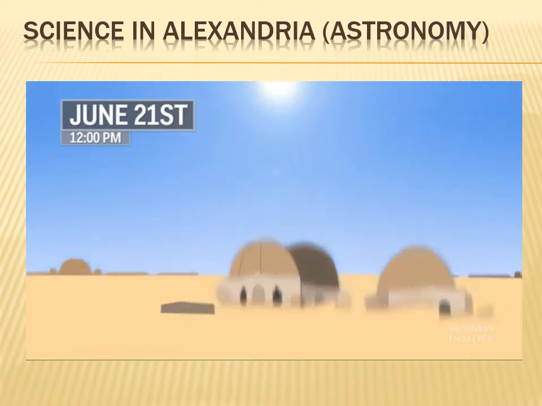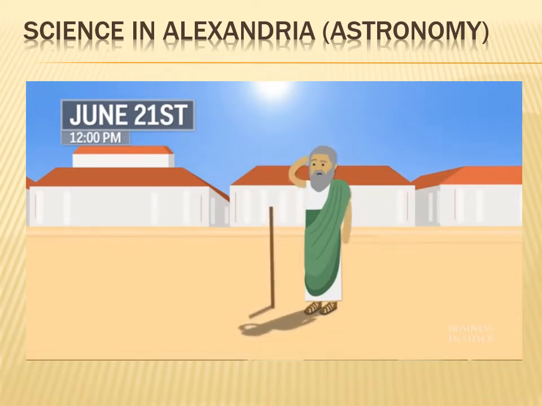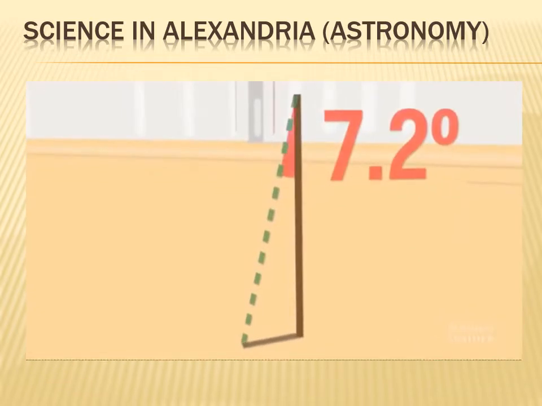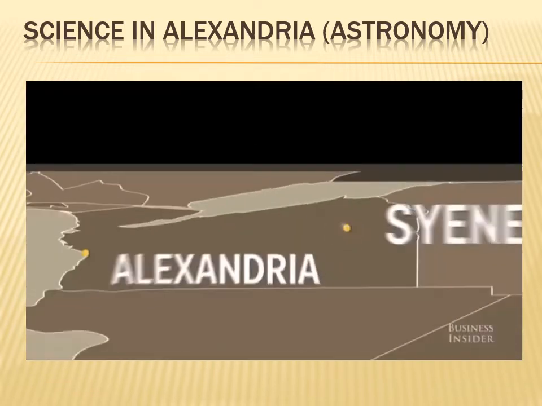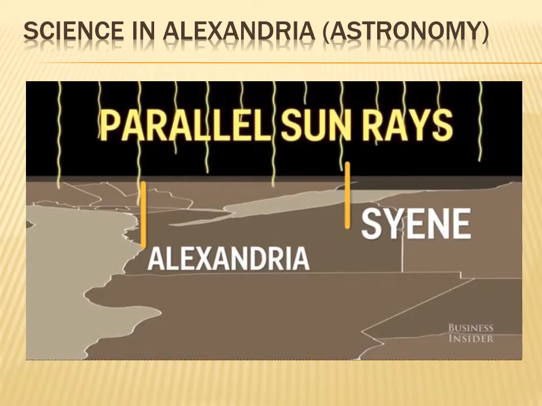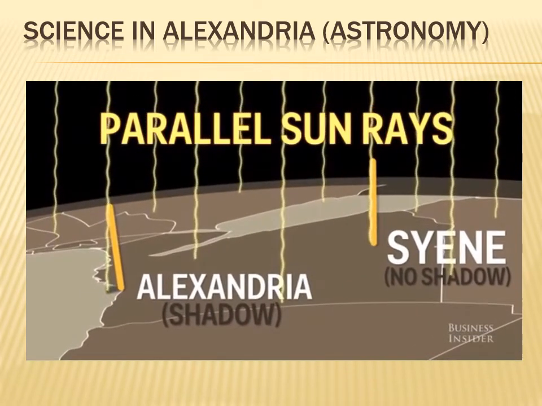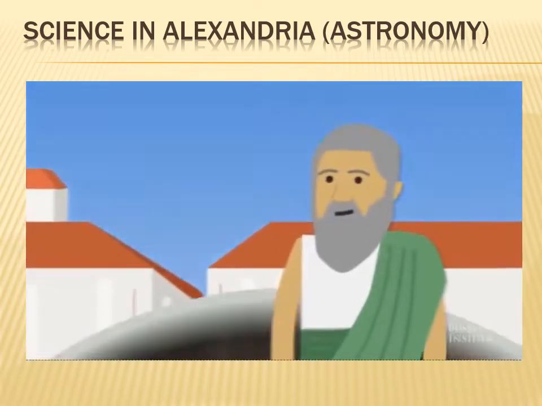He wondered if this were also true in Alexandria, so on June 21st he planted a stick vertically in the ground and waited to see if a shadow would be cast at noon. It turns out there was one, and it measured about 7 degrees. Now, if the sun's rays are coming in at the same angle at the same time of day, and a stick in Alexandria is casting a shadow while a stick in Syene is not, it must mean that the Earth's surface is curved. And Eratosthenes probably already knew that.